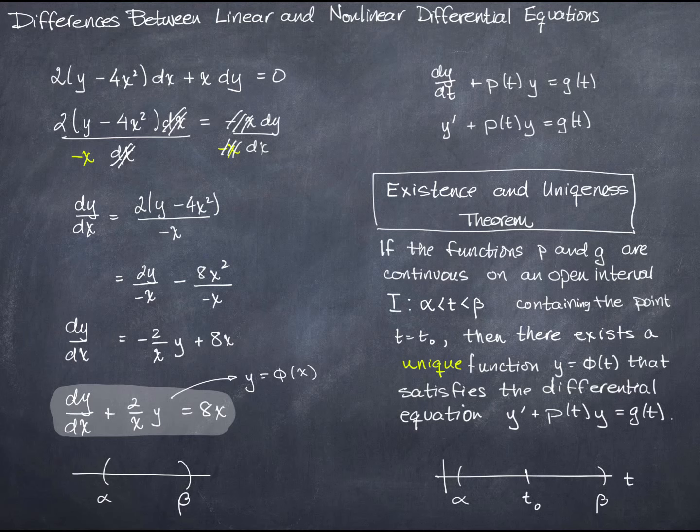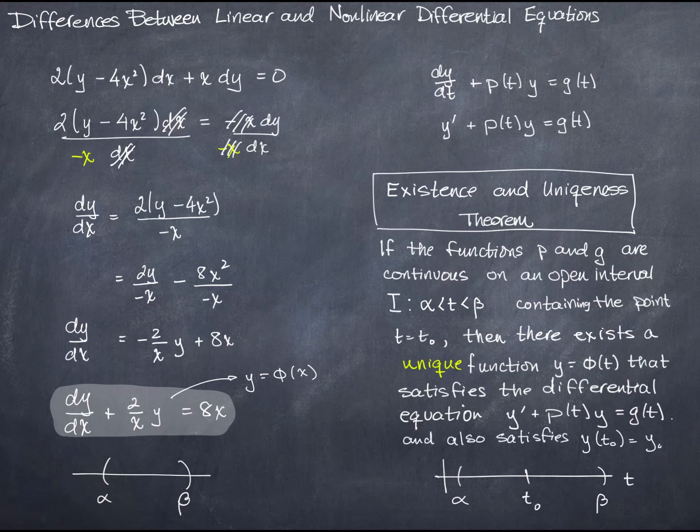So why did we specify t sub zero? Well, it turns out that this function phi of t satisfies this differential equation as long as these conditions are met. And it also satisfies the initial condition y evaluated at t naught equals y naught. This is an initial condition. If I plug in my initial t value, I get my initial y value out.